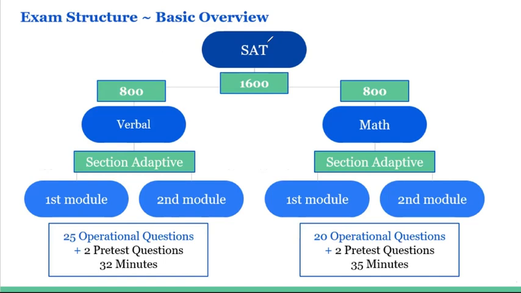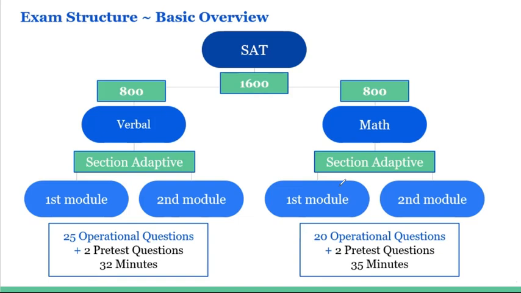The paper is further divided. Verbal has two modules, and similarly, math has two modules. So they are section adaptive. Section adaptive means that if the first module is of moderate level, then the next module depends upon your performance. If you make fewer mistakes in module number one, module number two is going to be harder. And if you make more mistakes in module number one, then module two is going to be easier.